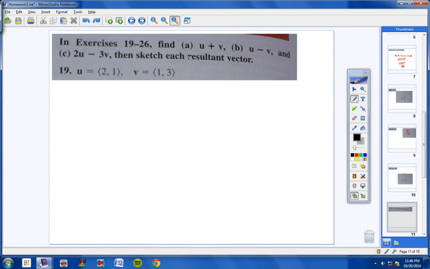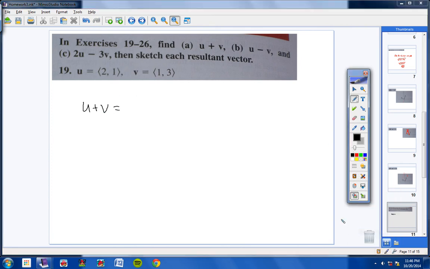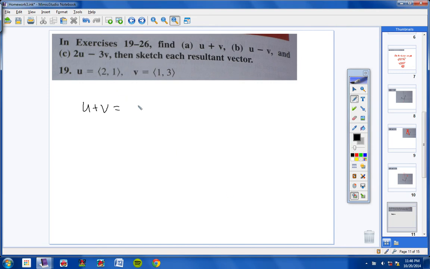Okay, we're going to do these three things very quickly. So for number 19, we're going to take u plus v. So u plus v would be, let's see, 2 plus 1 is 3, and 1 plus 3 is 4. So 3, 4. Okay, let me check the answers here. Yep. Okay, then we have u minus v. So that's going to be 2 minus 1. That's 1, and then 1 minus 3. That's negative 2. So 1, negative 2 is u minus v.